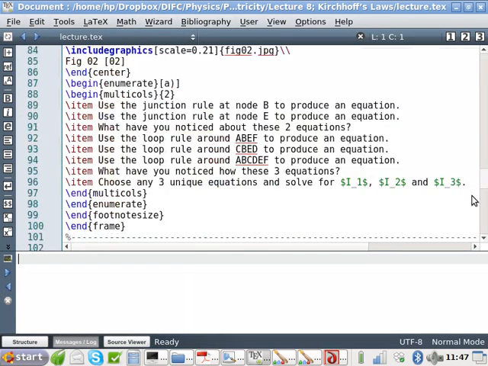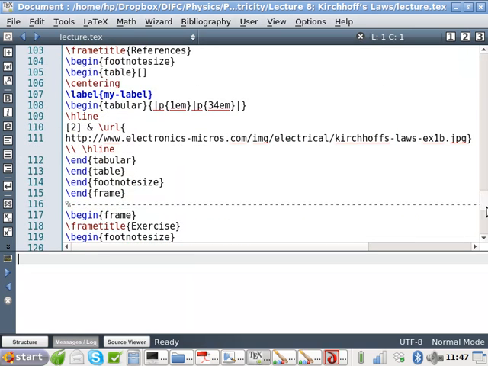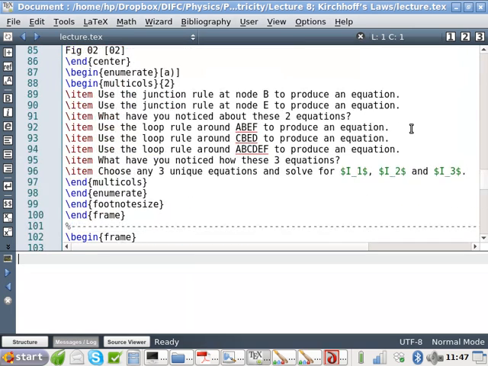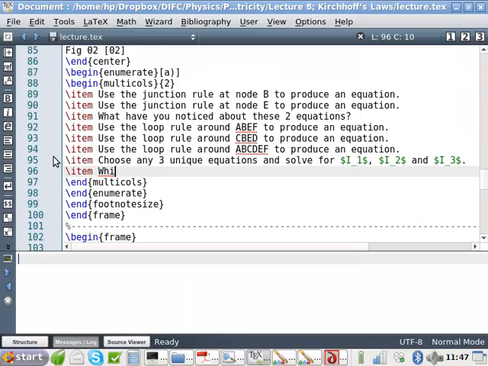Okay. I'm going to just make a small change here. Which way are the electrons flowing? Which way are the electrons flowing at the 6-volt battery?